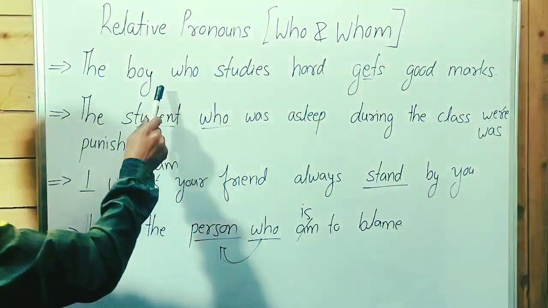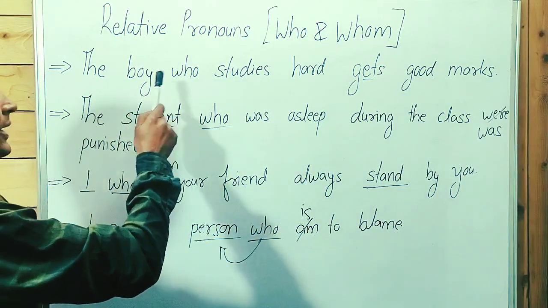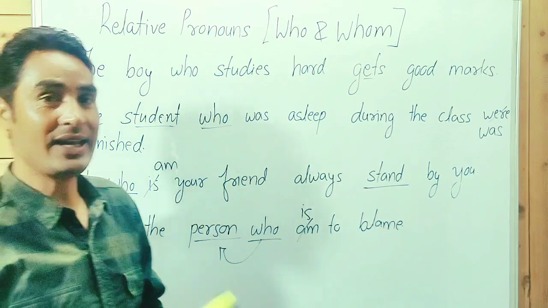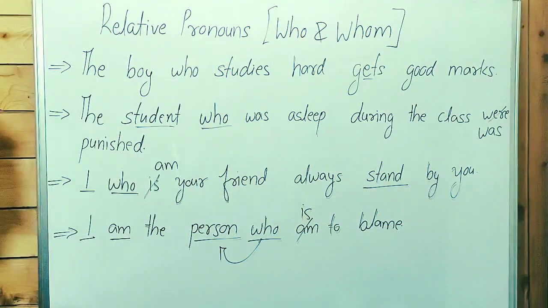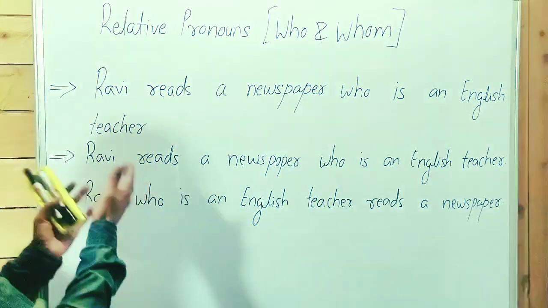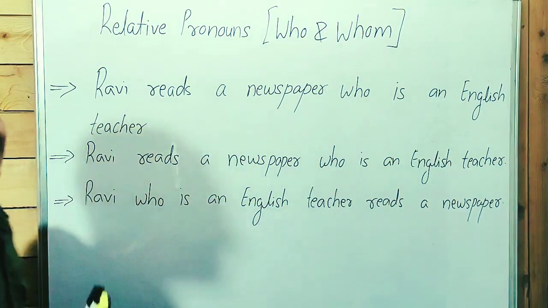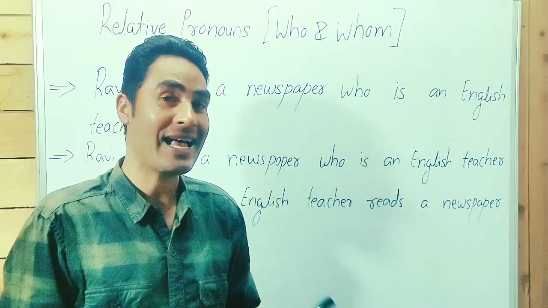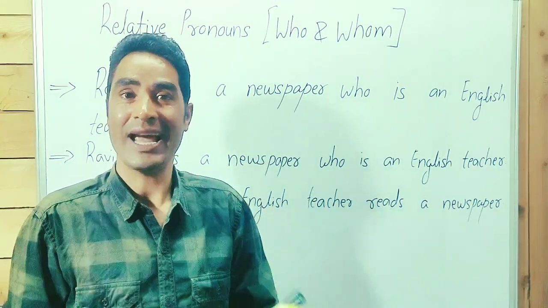Why must the antecedent be near the relative pronoun? In the next slide we will learn about it. Have a look at these examples. The position of a relative pronoun must be as close as possible to the antecedent.